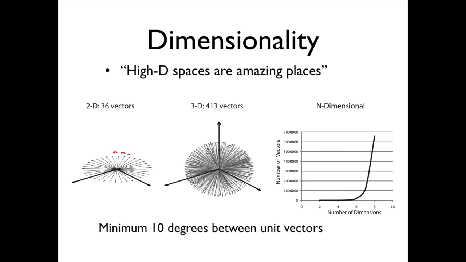If you do the same thing in 3 dimensions, you get way more, right? More than 10 times more, you get 413 vectors. As you move up to an 8-dimensional system, you get on the order of 6 million vectors that can be 10 degrees apart from each other. This is a crazy scaling factor, right? We can see this is going up extremely fast. So when you get to high numbers of dimensions like 400, you can probably fit quadrillions of vectors that are 10 degrees apart.